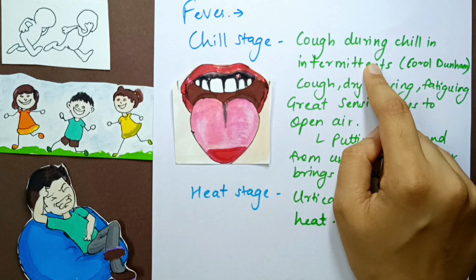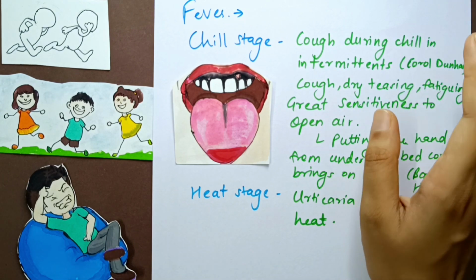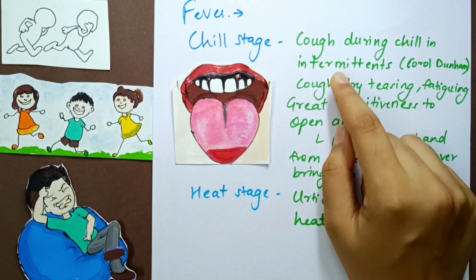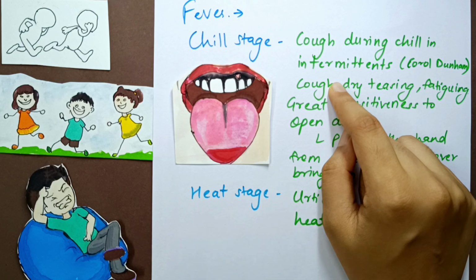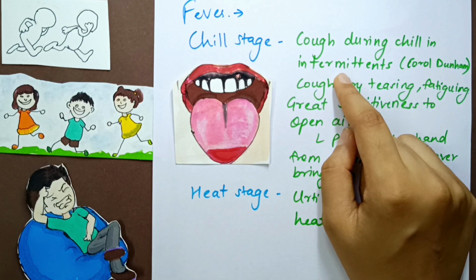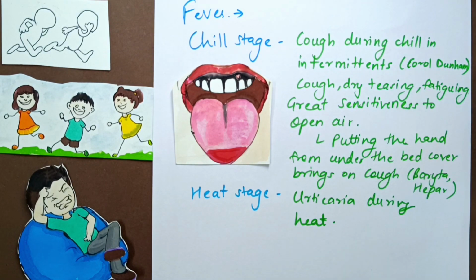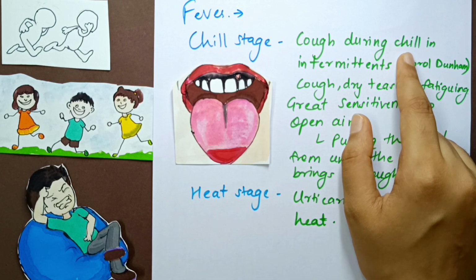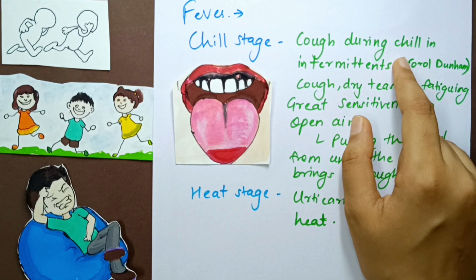I have had occasions to prove. So Dr. Nash has also proved it in his own clinic and saw the results: if there is cough during chill and intermittence, you have to think of Rhus Tox. Rhus Tox has a characteristic symptom. Whenever you see a patient who has this chill stage and along with the chill stage he starts coughing, this is a very characteristic indication for you to think of Rhus Tox.